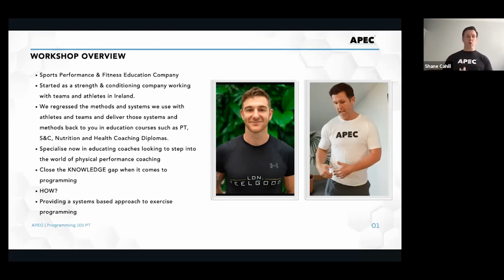The purpose of today's workshop, okay, it is one of the workshops that goes hand in hand with the personal training qualification or diploma. Its primary purpose is to close the knowledge gap when it comes to programming. Programming can sometimes be a scary module or modality of personal training to consider because it's so big and broad. So that's what we're going to try and do today, is close that knowledge gap that exists around programming. How are we going to do that? We are going to provide you with a systems-based approach to exercise programming.